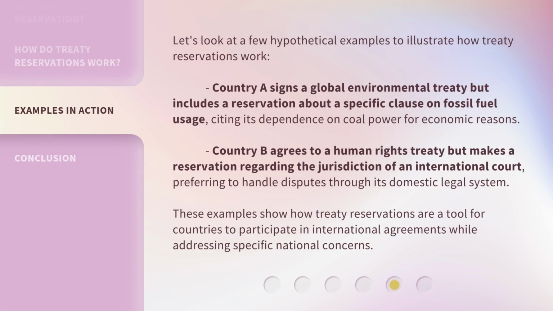Let's look at a few hypothetical examples to illustrate how treaty reservations work. Country A signs a global environmental treaty but includes a reservation about a specific clause on fossil fuel usage, citing its dependence on coal power for economic reasons. Country B agrees to a human rights treaty but makes a reservation regarding the jurisdiction of an international court, preferring to handle disputes through its domestic legal system. These examples show how treaty reservations are a tool for countries to participate in international agreements while addressing specific national concerns.